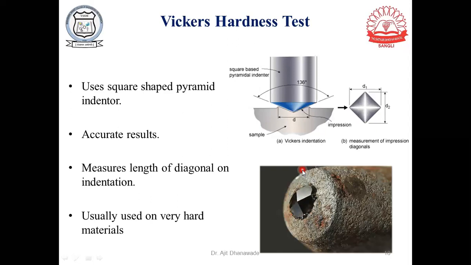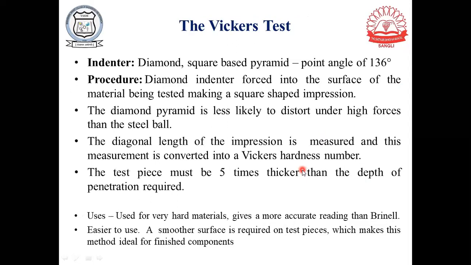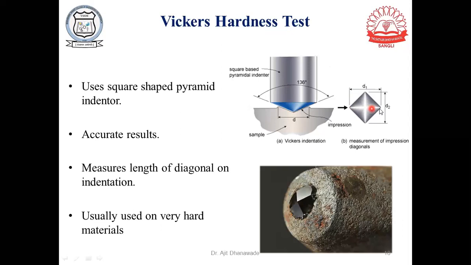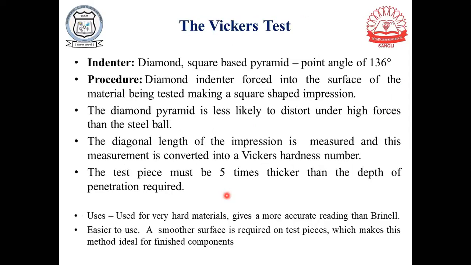After indentation, you just need to measure the diagonal of the indentation. In the first case, we measured the diameter of the indentation, because obviously the indenter was ball shaped, so we needed to measure the diameter. In this case, as the indenter is a square shaped pyramid, we need to measure the dimension of the diagonals. This vertical is D2 and this one is D1. So measure the lengths of these diagonals and take those dimensions for further calculations. That we will also discuss.